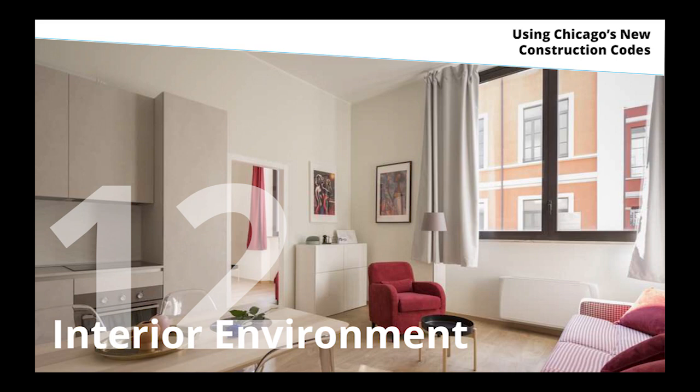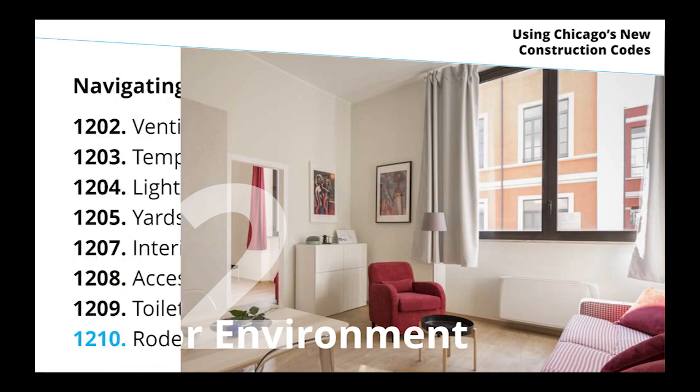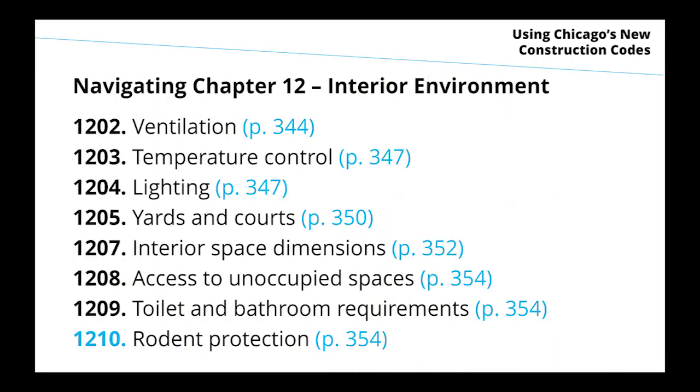Interior environment: this chapter covers mostly conditions in residential, some space sizing requirements, but it does address a little bit of everything. So it covers ventilation, temperature control, light, natural light requirements, the sizes of yards and courts to borrow, to use for natural light and ventilation, the interior space dimensions, again, mostly residential, access to unoccupied spaces, so mechanical rooms and things like that, some requirements about toilets and bathrooms, and then some requirements that are in our code today, updated a little bit to be a little more clear and easier to find, about rodent protection on certain openings and wall conditions close to the ground.